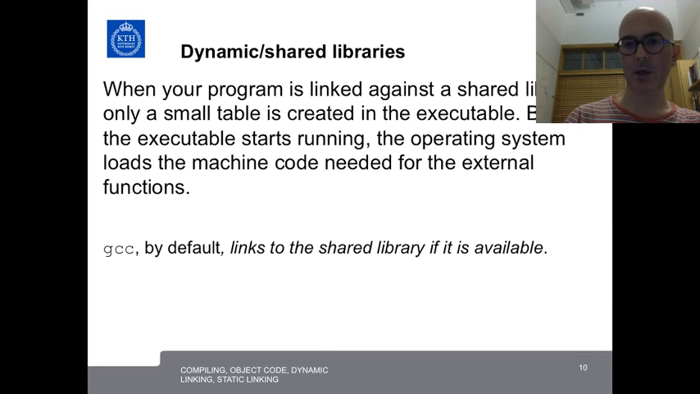How does a dynamic library work? When your program is linked against the shared library, only a small table is created in the executable. When the executable starts running, the operating system loads the machine code needed for the external function. This machine code is loaded at runtime and used whenever your source code is calling it. It is important to mention that there is no need to explicitly instruct the GCC compiler to do a dynamic link, as linking is by default dynamic.